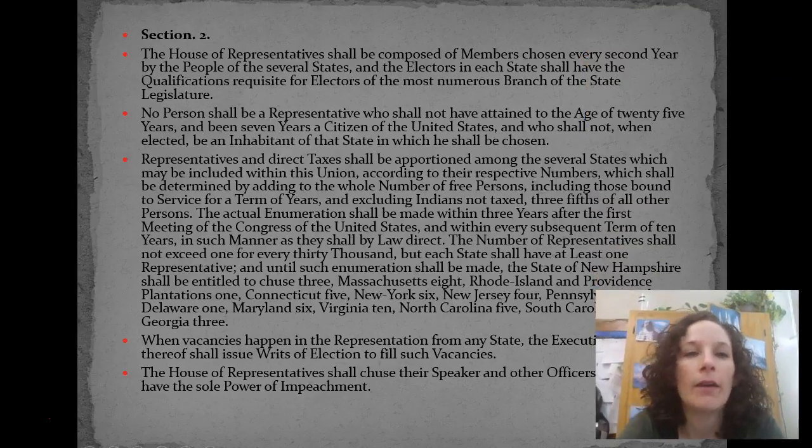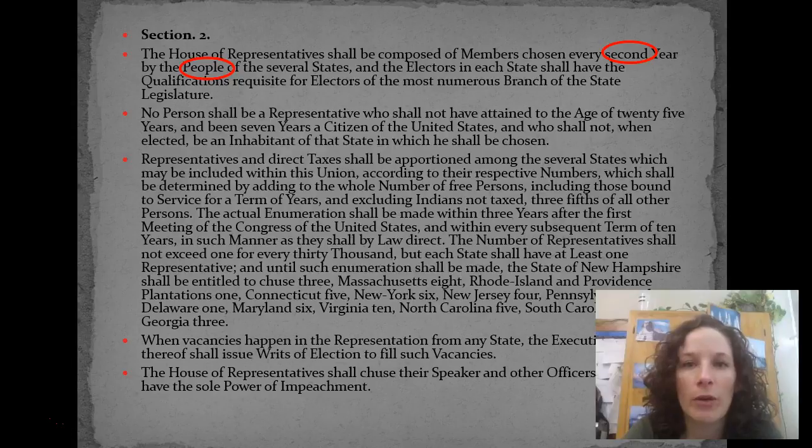Okay. The House of Representatives shall be composed of members chosen every second year by the people of the several states, and the electors in each state shall have the qualifications requisite for electors of the most numerous branch of the state legislature. So here we see that their term starts in January of the odd year. So every 2 years we can elect our representatives. And that brings us to the way that we choose our representatives. It is through direct election.